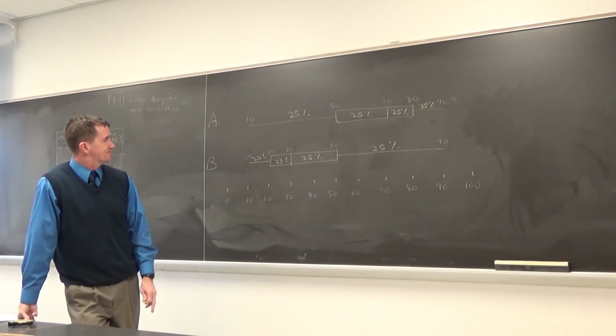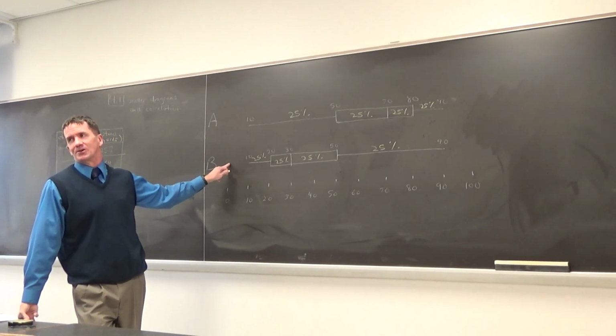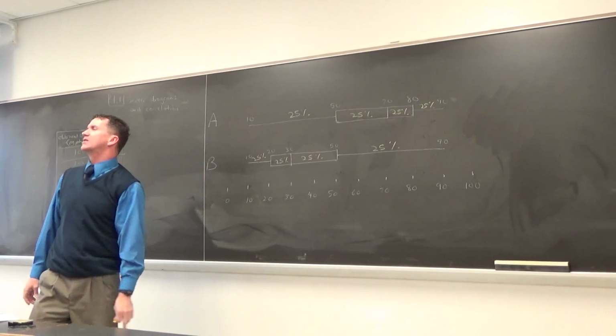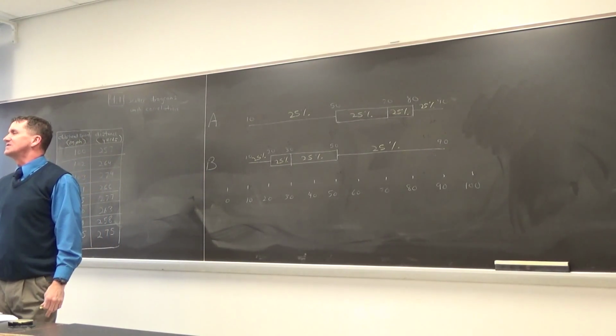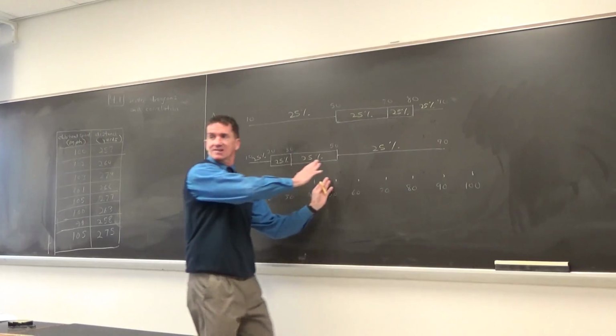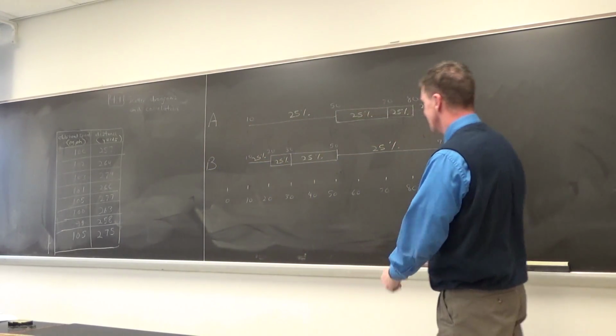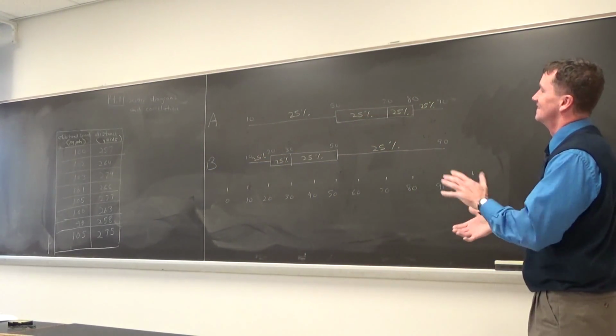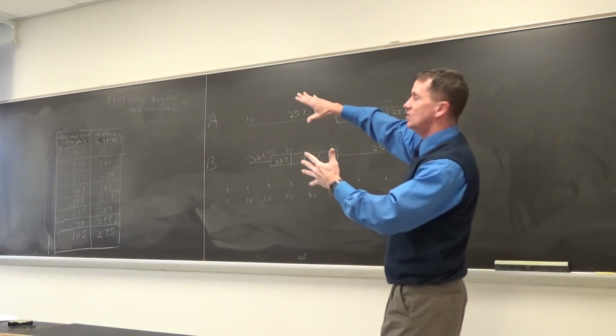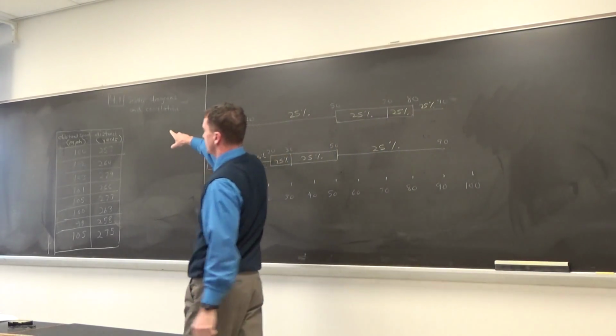Hey, one more. Data set, true or false? Data set B is skewed to the right. That's true. Skewed to the right. Everyone agree? Cool. Excellent. And you got box plots down. All right, so we're going to get into scatter diagrams and correlation.